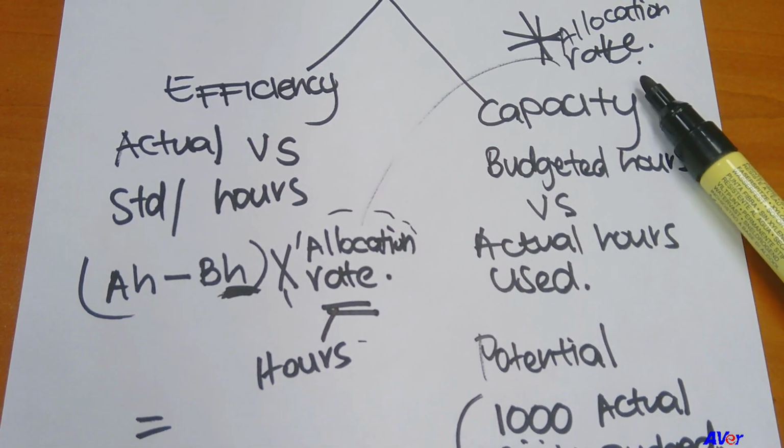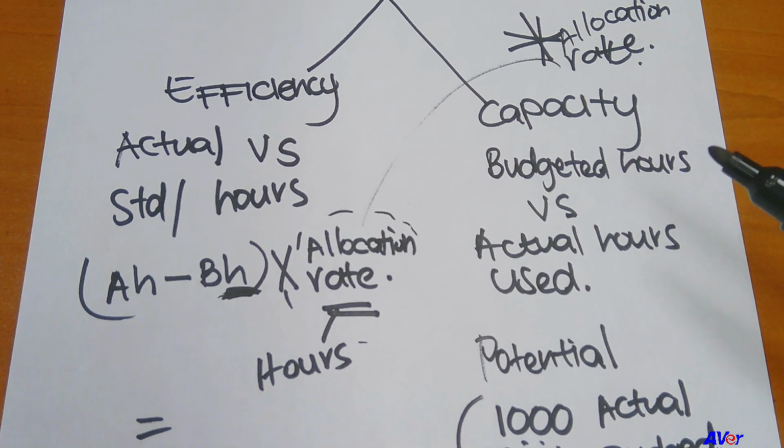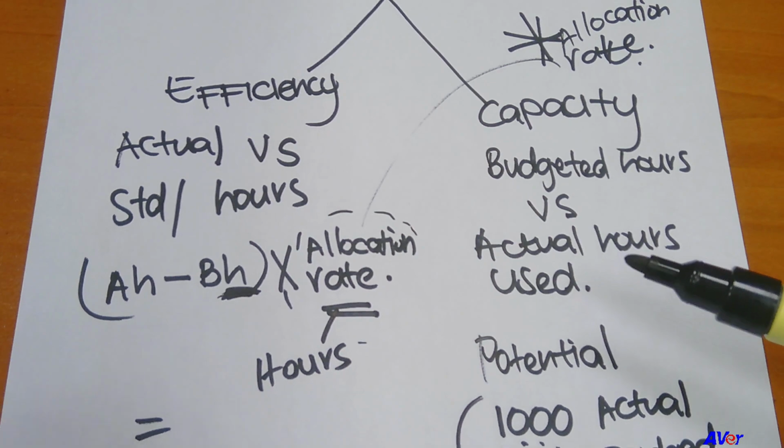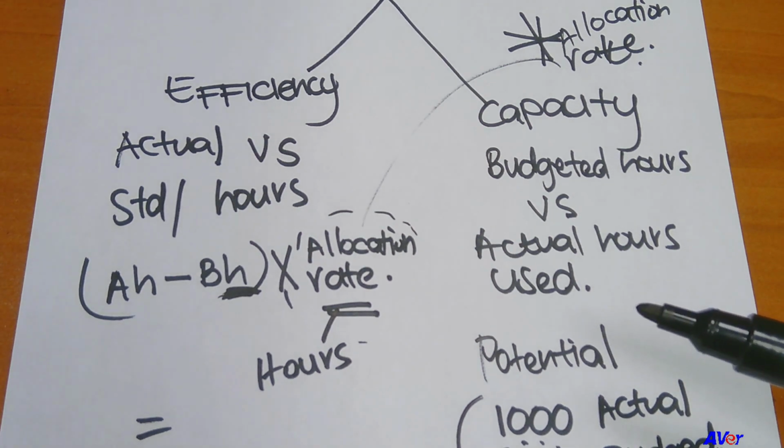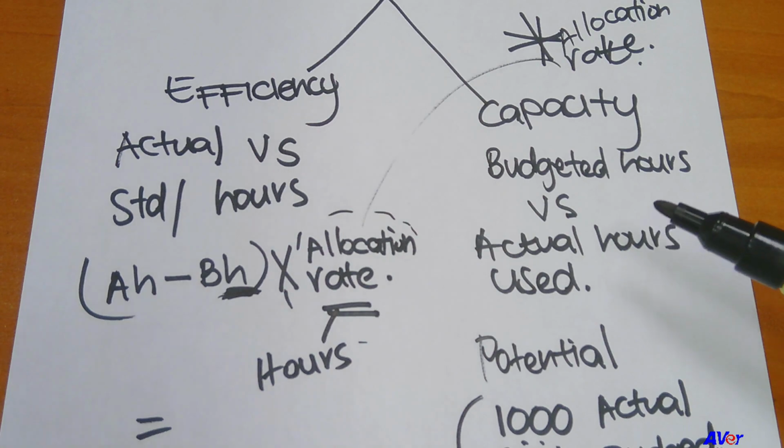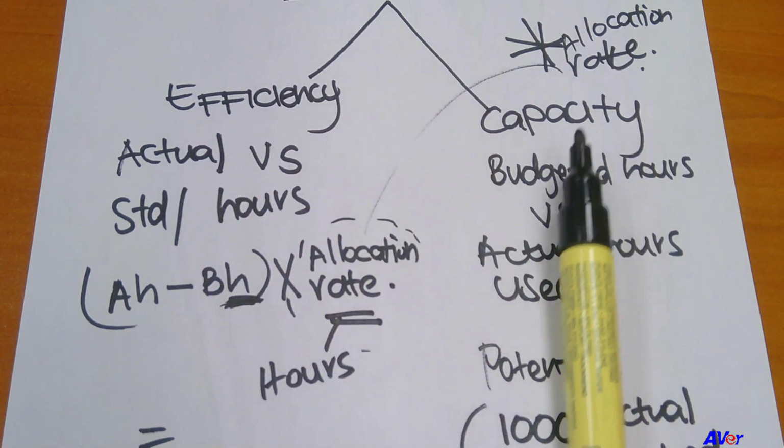And then I look at capacity. Did you use your budgeted hours to the full potential, or did you use less hours? Or if you use more hours, it means you went over and above, meaning that is a favorable variance, but do not confuse the two.